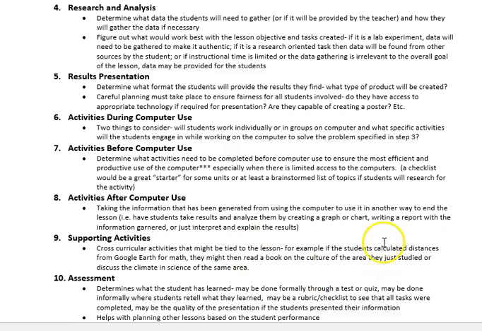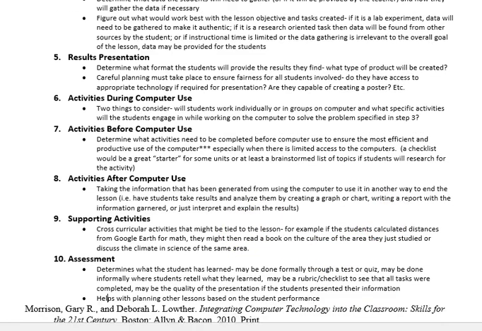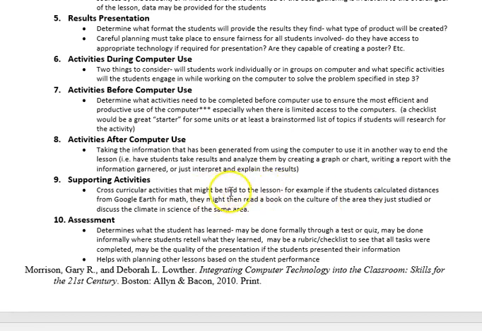Step 9 are your supporting activities. This is a great spot for cross-curricular activities that might be tied to the lesson. For example, if the students calculated distances from Google Earth for a map, they might then read a book on the culture of the area they just studied or discuss the climate and science of the same area.